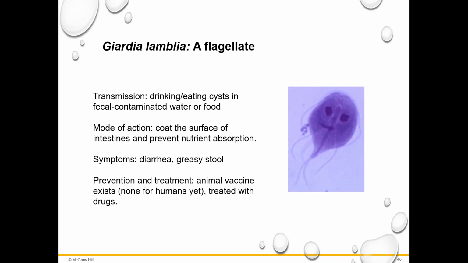Prevention and treatment: there is an animal vaccine that exists. There isn't a vaccine for humans yet, but this is easily treated with drugs. Giardia is one of the most common protozoan diarrheal infections out there. The way to distinguish this one from other ones, with the exception of looking at it, is the fact that it coats the surface of the intestines. So that's how you know that it's Giardia. If it's coating the surface of the intestines, it's Giardia.